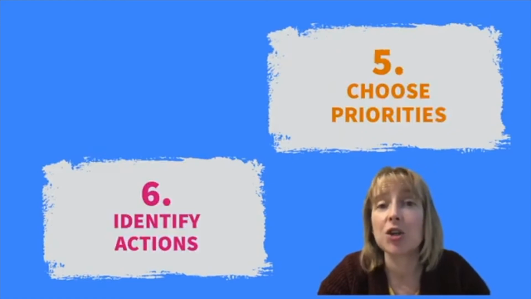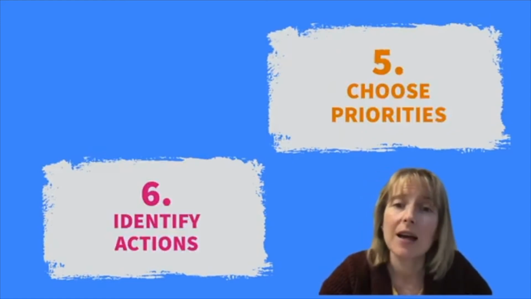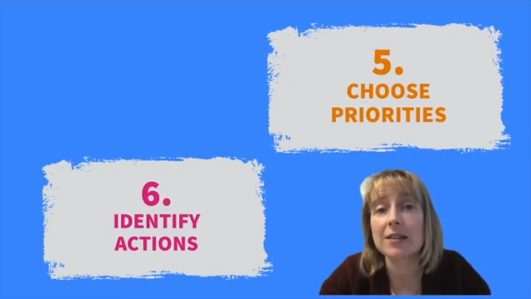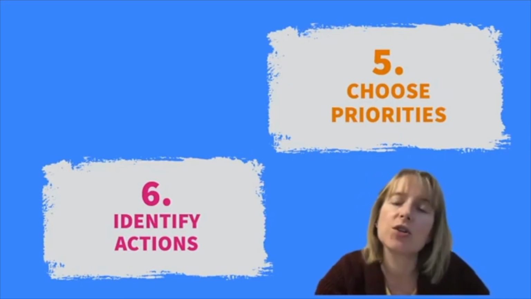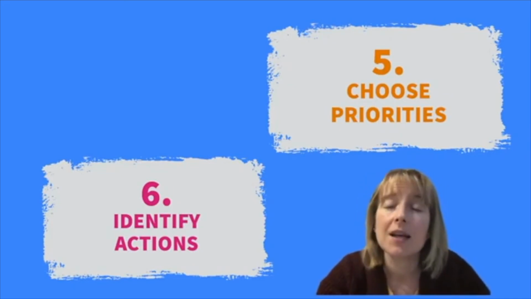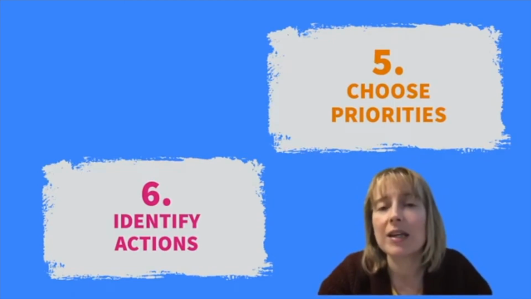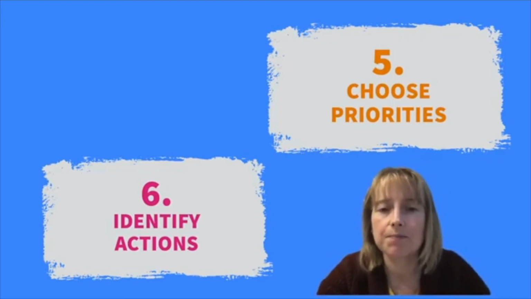Step 5, choose priorities. Decide which dreams are for now and set the others aside for later. 2 or 3 priorities per year is plenty. Give yourselves permission to stop doing some good things so that you can do better things. This is absolutely crucial now. We can't do as much, so we need to be really focused.